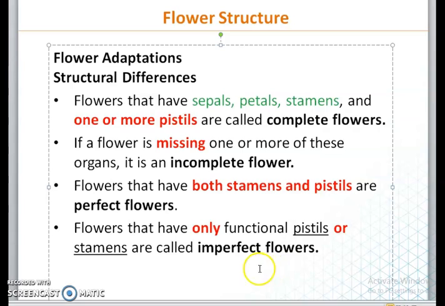So we have 4 different types of flowers according to the components. They are complete flowers if they have all the components, and incomplete flowers if they are missing one or more parts. A flower is considered perfect if it has both stamens and pistils, and it is considered imperfect if it has only, focus with me on this word, a functional pistil or stamen, which means only one of them.